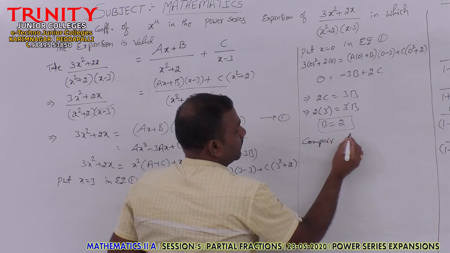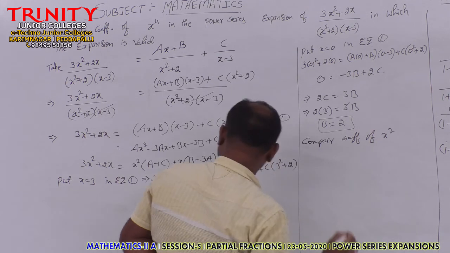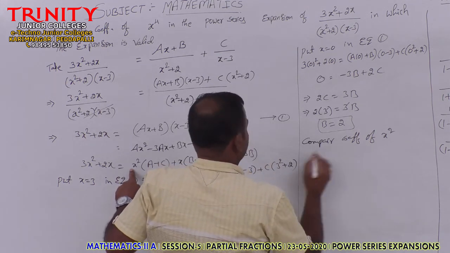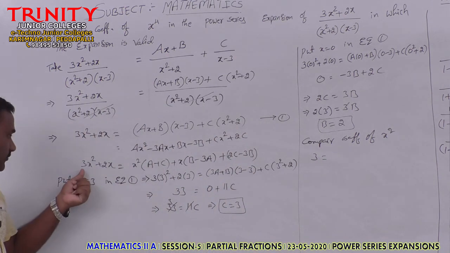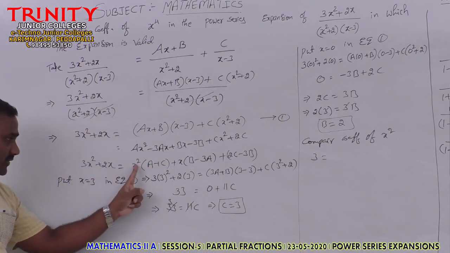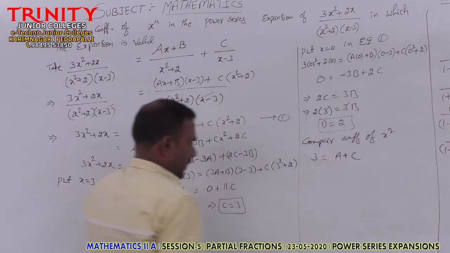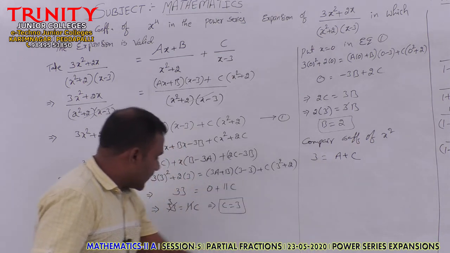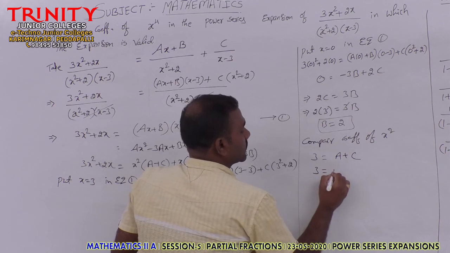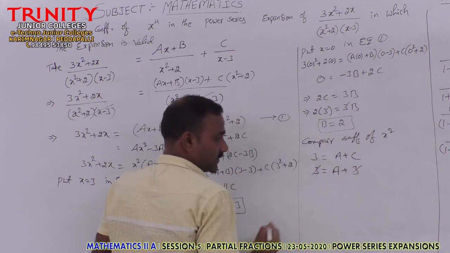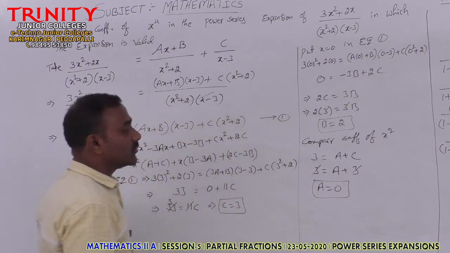Compare coefficient of x square. Then what we'll get on the left side, coefficient of x square, here it is 3. On the right side, the coefficient of x square is a plus c. A is unknown, c already we calculated. Then replace the value of c. 3 is equal to a plus 3. 3 cancel. We got the value of a is 0.